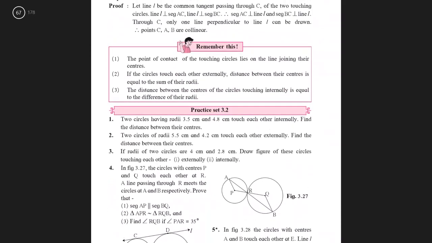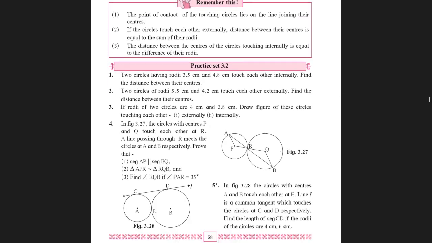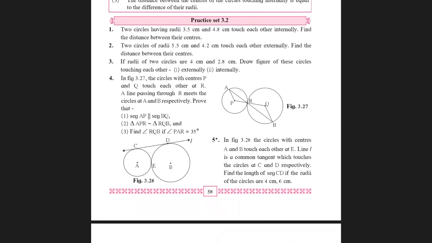After this, come to this particular box, you will write this down. The point of contact of touching circles lies on the line joining their centers. Second, if the circles touch each other externally, distance between their centers is equal to the sum of their radii. Third, distance between the centers of the circles touching internally is equal to the difference of their radii. You need to write these 3 points. Okay. Then we go to exercise 3.2. It's a very simple exercise.